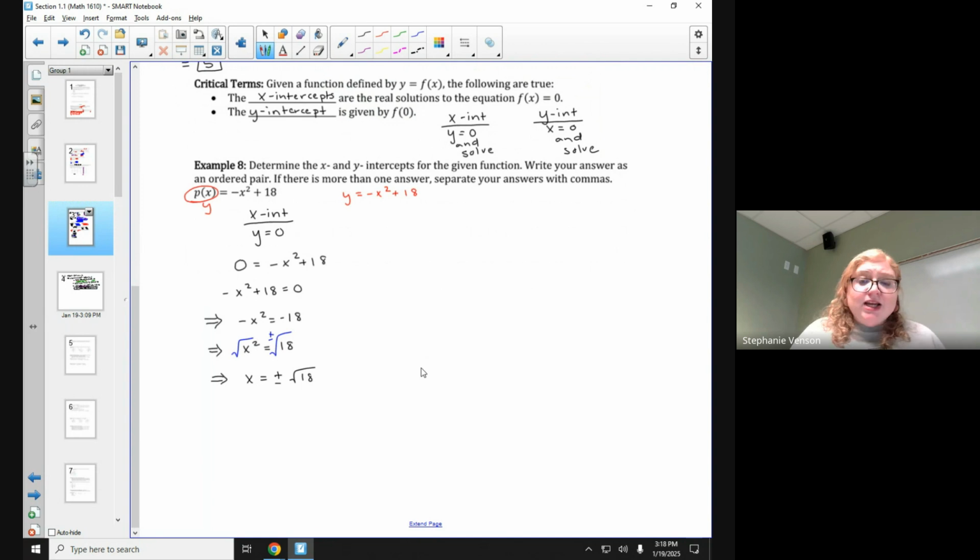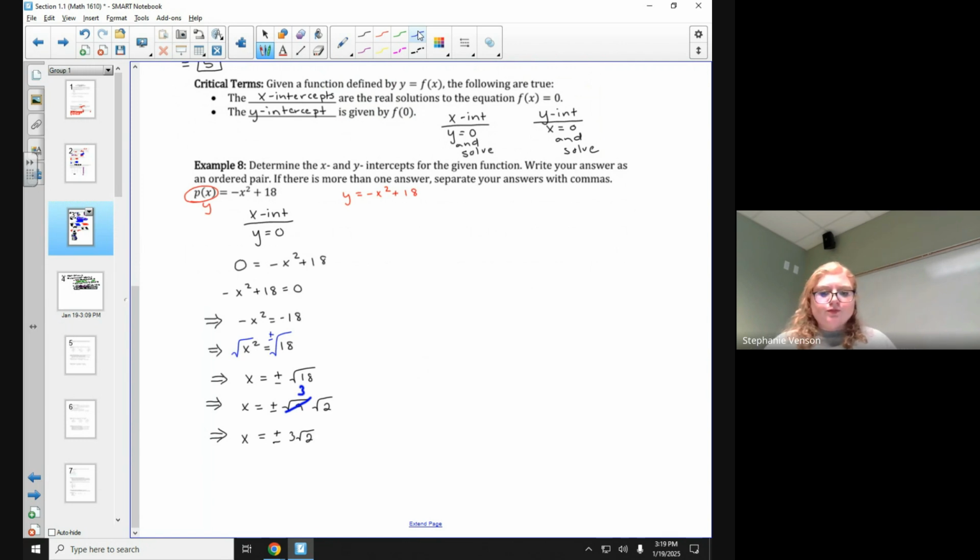Another way to say that is that 18 can be written as 9 times 2, and we know the square root of 9. So if 18 can be written as 9 times 2, then the square root of 18 can be written as the square root of 9 times the square root of 2. And we know the square root of 9 is 3. So that means what we have in simplified form is x equals plus or minus 3 square root of 2.